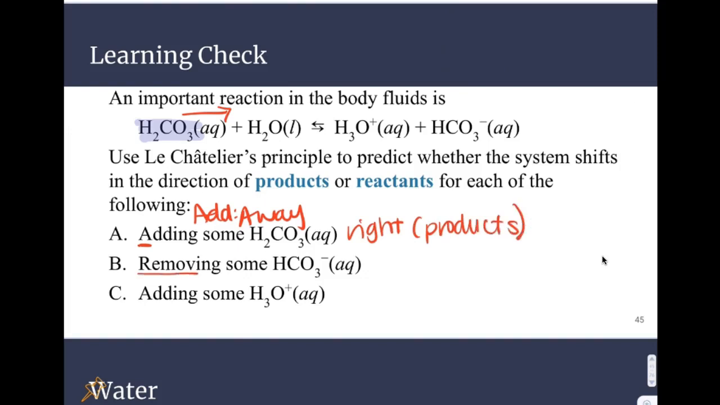If you remove something, that's like taking away. So take, toward. Where is the bicarbonate? The bicarbonate is on the right side. And so if I'm going to remove this, I need to replenish it. So I will shift right toward the products. And if I add some hydronium, if I add, I shift away. So if I'm adding the hydronium, I will shift left toward the reactants.